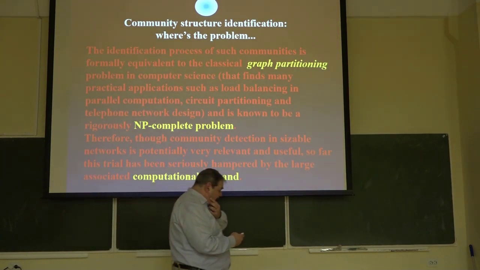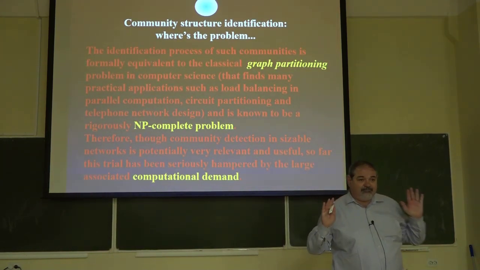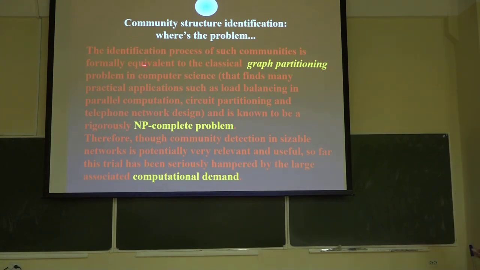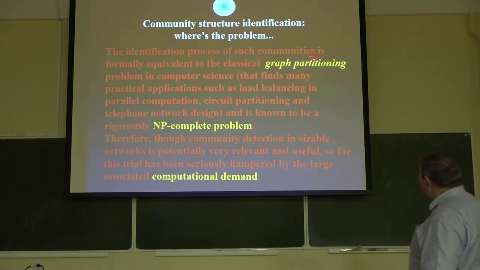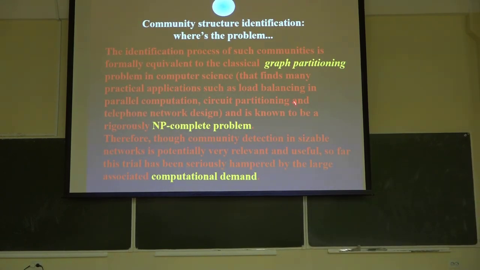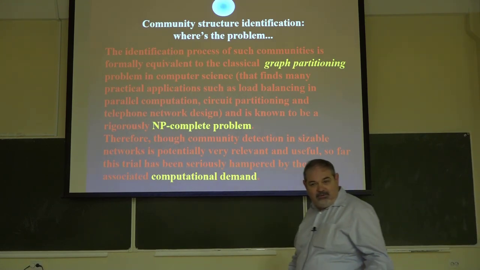Now, if you do it like this, and here I hope not to be wrong, the identification process of such communities is formally equivalent to the classical graph partitioning problem in computer science. So you are from computer science, you know much better than me what this problem is. This problem is known to be rigorously an NP-complete problem. So it's very, very hard to solve.